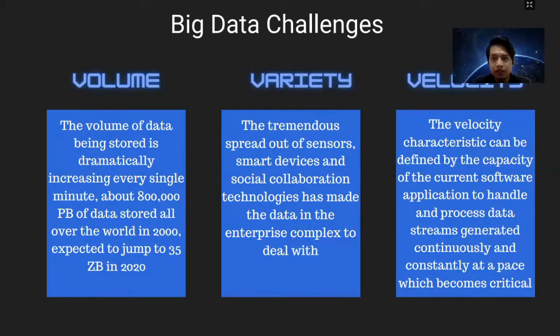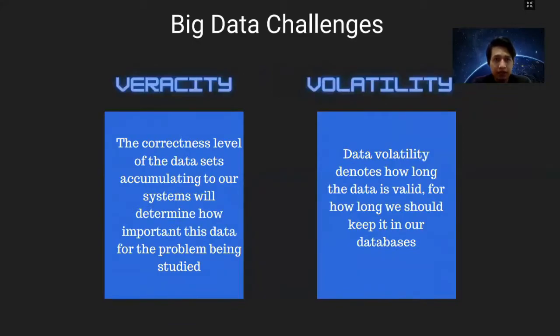And the velocity characteristic can be defined by the capacity of the current software application to handle and process data streams generated continuously and constantly at a pace which becomes critical. So next, the big data challenges are veracity and volatility. For veracity, the correctness level of the data sets accumulating in our system will determine how important this data is for the problem being studied. And for volatility, data volatility denotes how long the data is valid, and for how long we should keep it in our database.